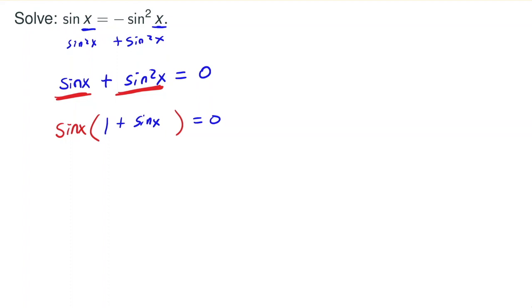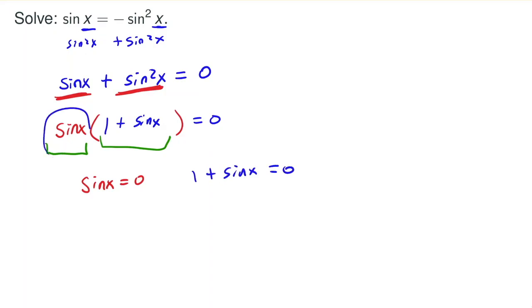Okay? So then, in order for this equation to be 0, either sine x has to be 0, or 1 plus sine x has to be 0. So here we have two equations. This separates the two equations. Sine x equals 0, or 1 plus sine x has to be 0. Because if this is 0, 0 times whatever is 0. Also, if this is 0, 0 times sine x will give us 0.